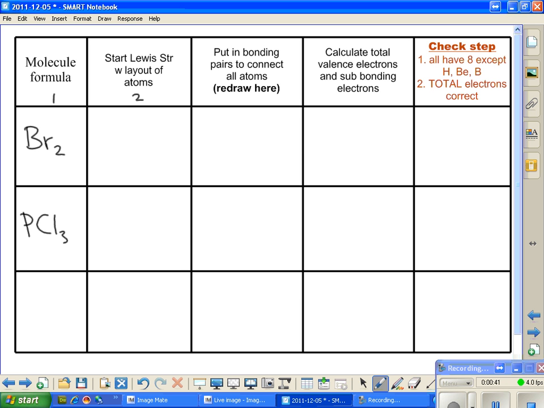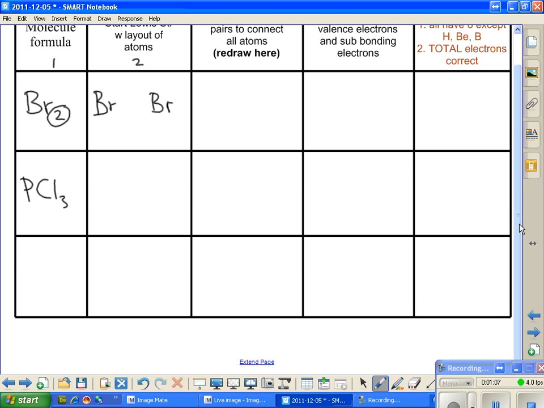And I'll go ahead and do that step right now for both of these molecules at the same time. I'm going to write bromine twice because we're going to have 2 bromine atoms in the formula because of the subscript here. And with phosphorus and chlorine, we have an issue with electronegativity. And our trend for electronegativity looks like this. I'm drawing this down at the bottom, and the electronegativity increases as these arrows show. And my arrows always indicate an increase.